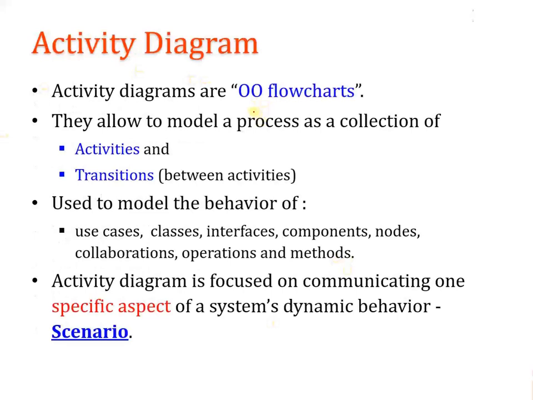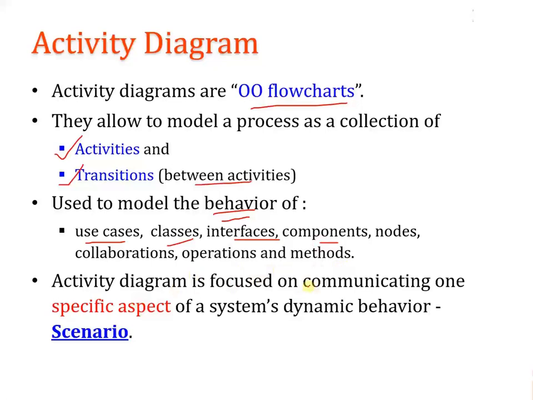Activity diagrams are generally called object-oriented flowcharts. They have two major components. One is called activities, that is, actions which are performed, and the next one is called transitions. Transitions are the flow between any two activities. Such an activity diagram is mainly used to model the behavior, that is, the working of any particular thing such as use cases, classes, interfaces, components, nodes, operations, methods, etc.